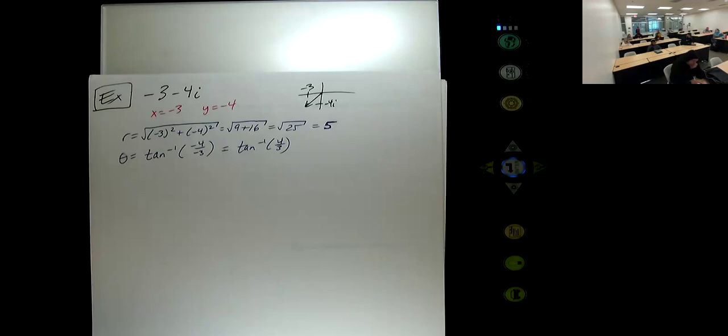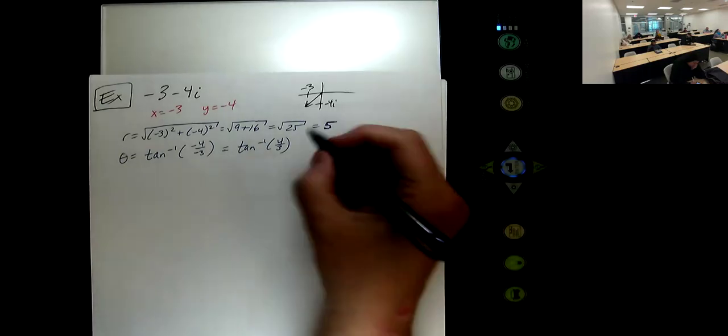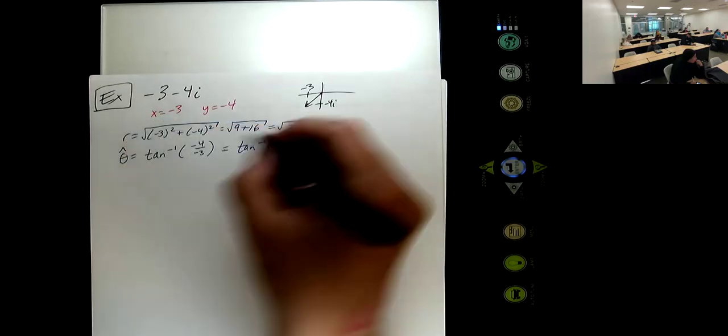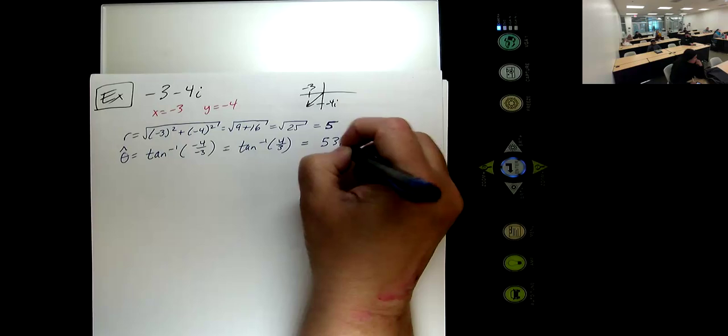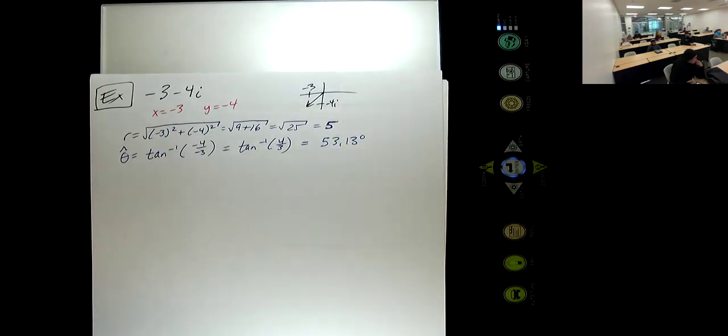So sometimes you'll need a calculator going either direction on these. So we'll do tangent inverse of 4/3. And I am getting, this is going to give us the reference angle, 53.13 degrees.